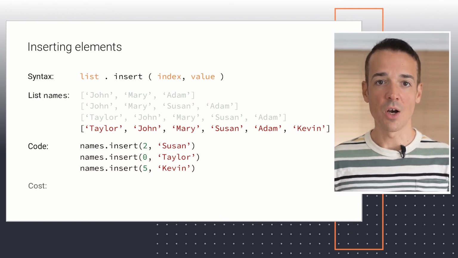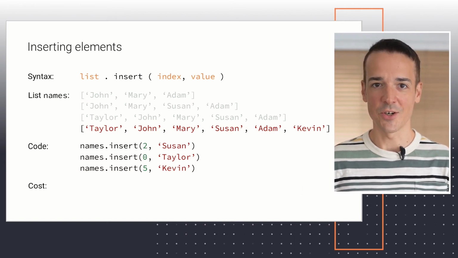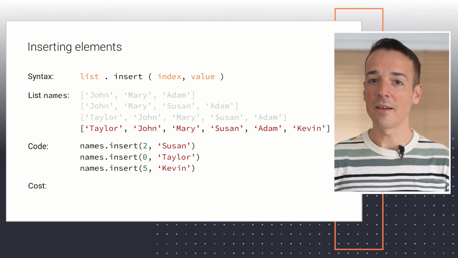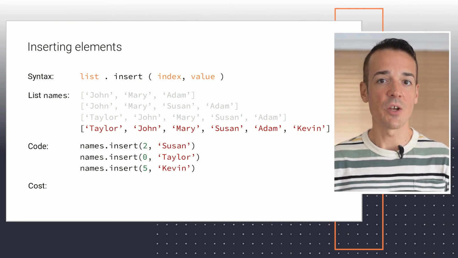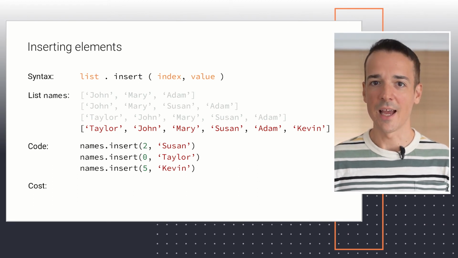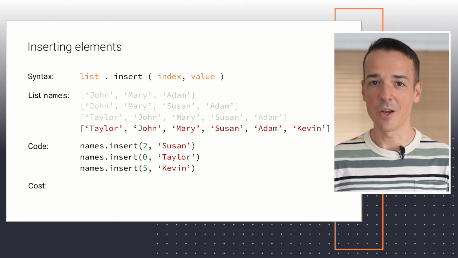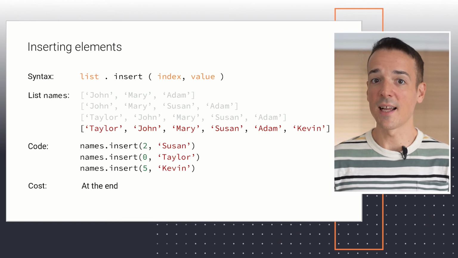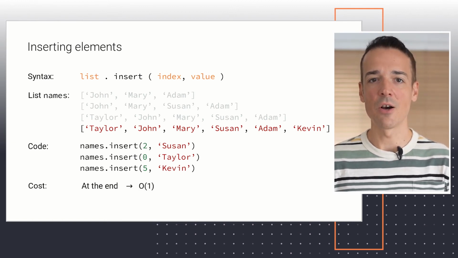The computational cost of the insert operation depends on the position where the new element is inserted. When the insertion occurs at any intermediate position, Python must traverse every element appearing after it in order to shift them 1 position to the right and create the gap for the new element. The best case scenario is therefore an insertion at the end of the list, where no existing element needs to be shifted, yielding a constant cost or a big O of 1.